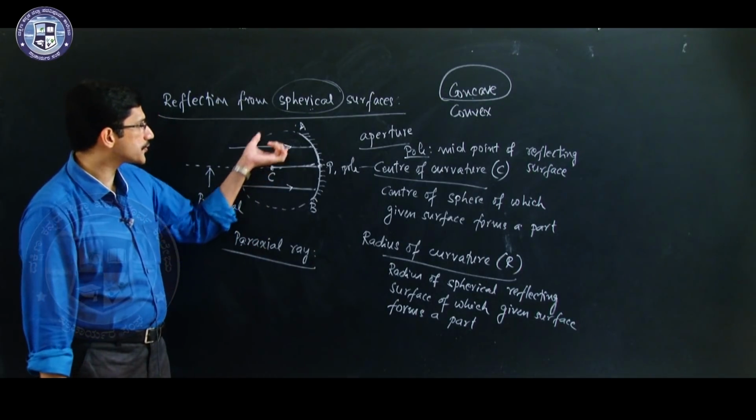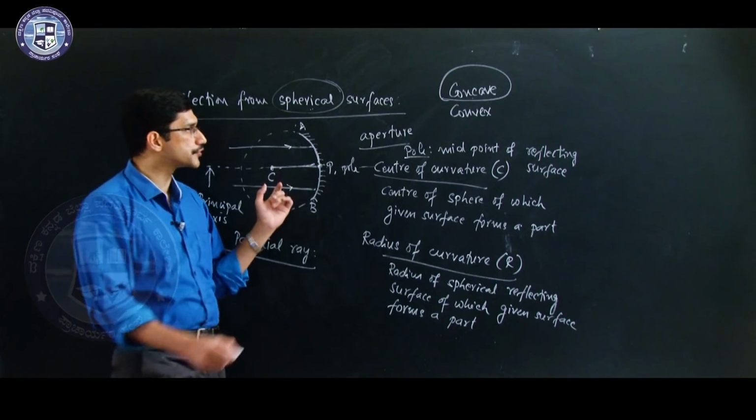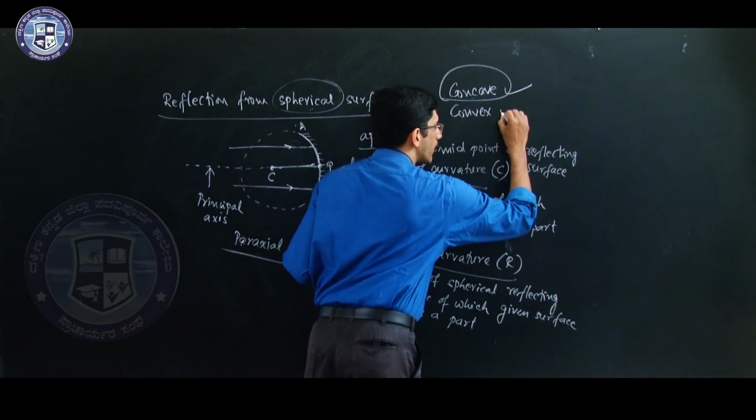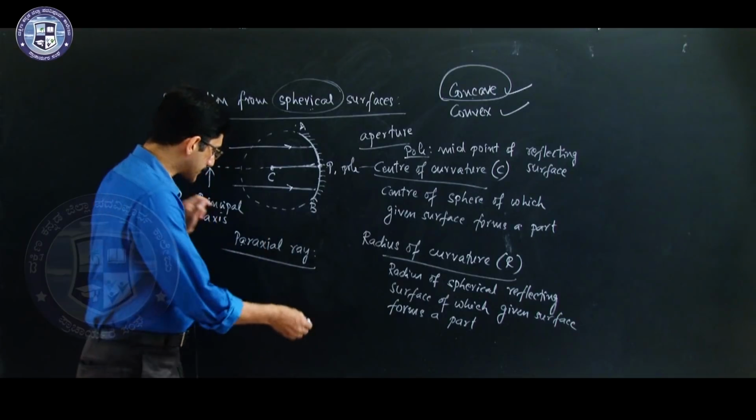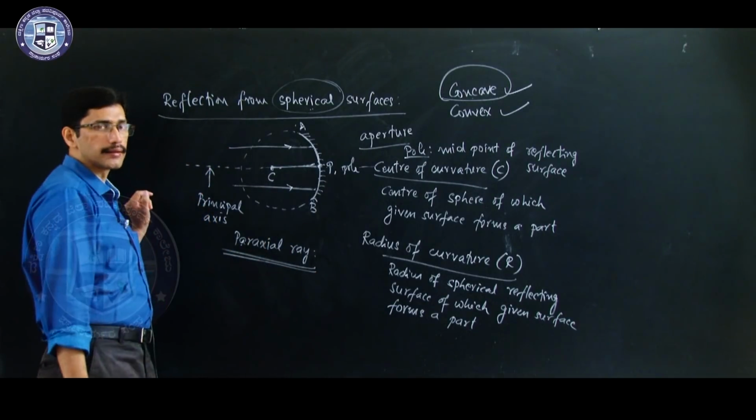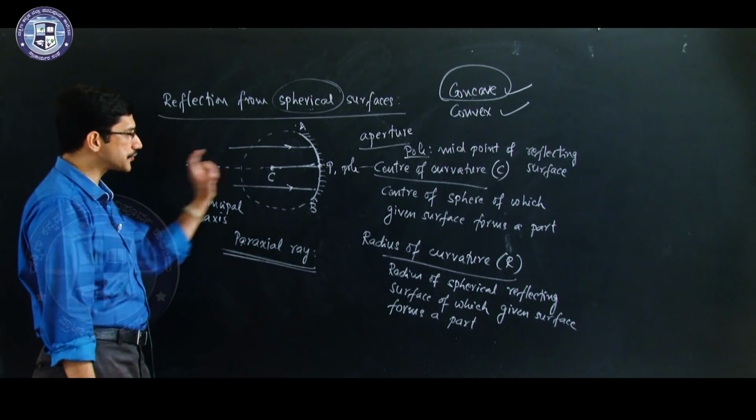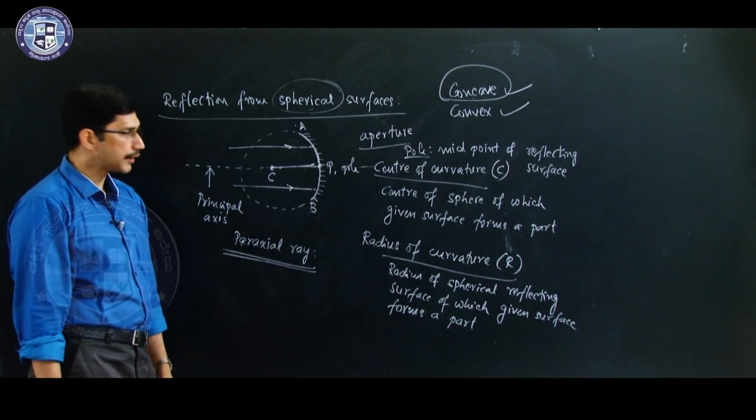So, when we discuss image formation in the case of a concave mirror or a convex mirror, we will consider these paraxial rays, which are parallel to the principal axis and lie very close to the principal axis.